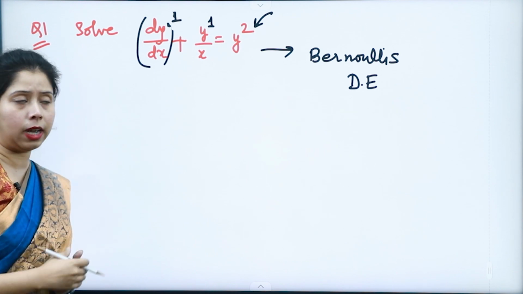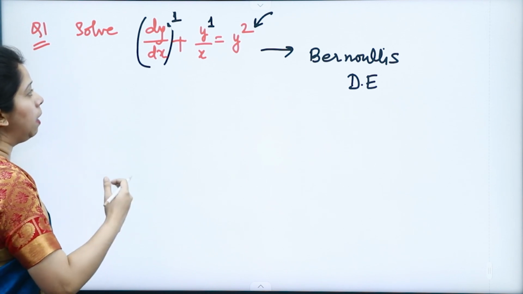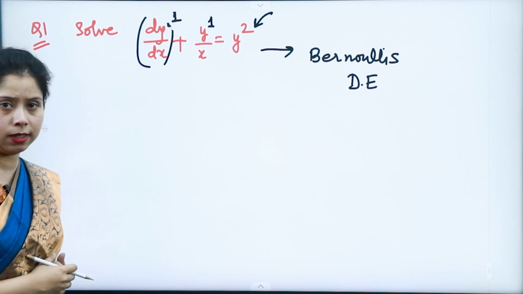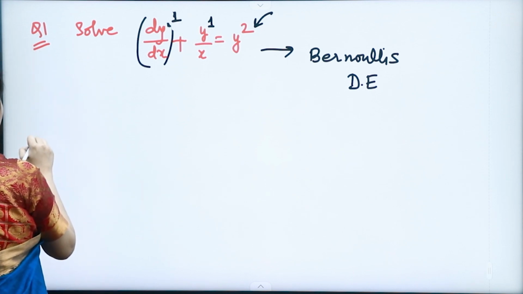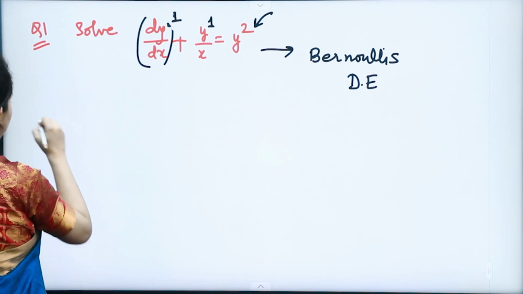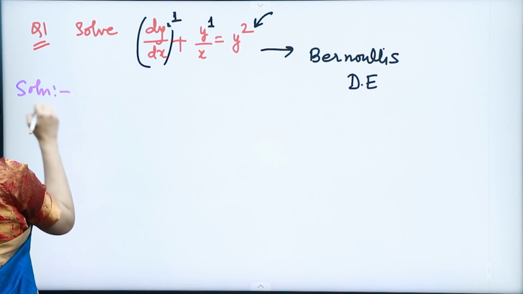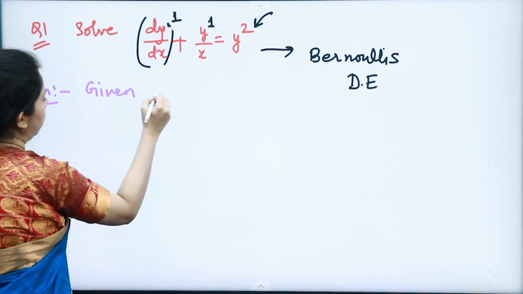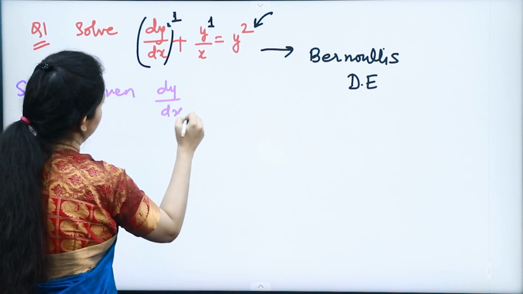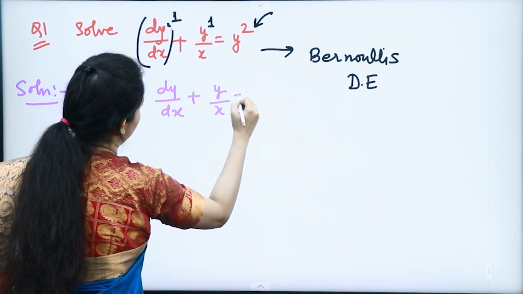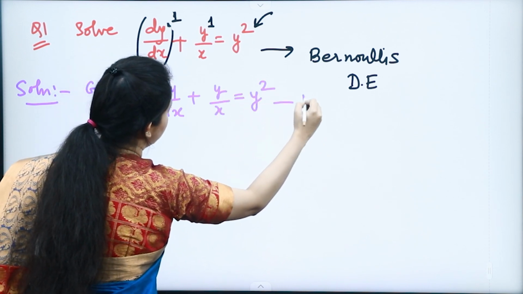Now to solve this type of equation, first we will eliminate the term of y from the right hand side. So first step, we can mark this as equation number 1. So we will start with the solution. We will write the given equation. The given equation is dy by dx plus y by x is equal to y square. This is our equation number 1.